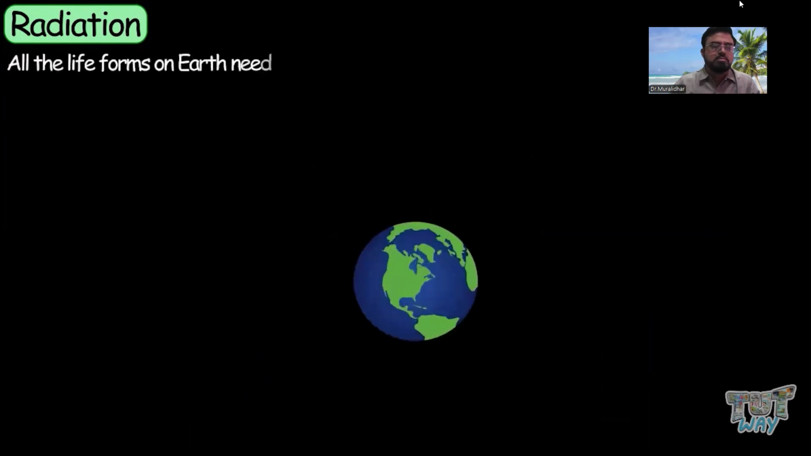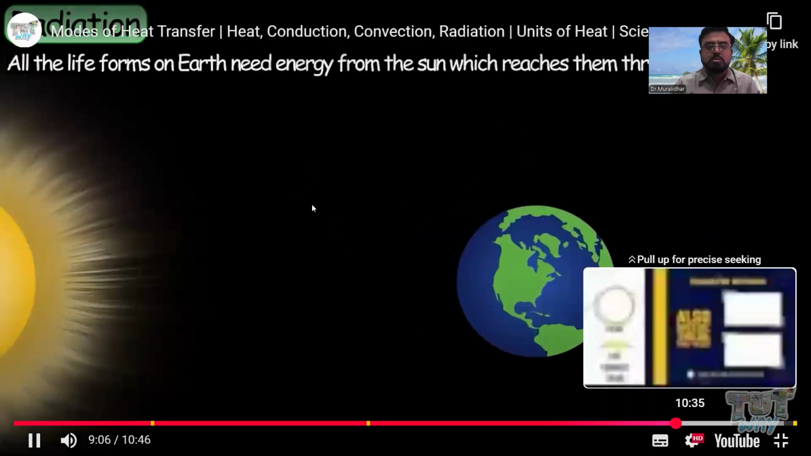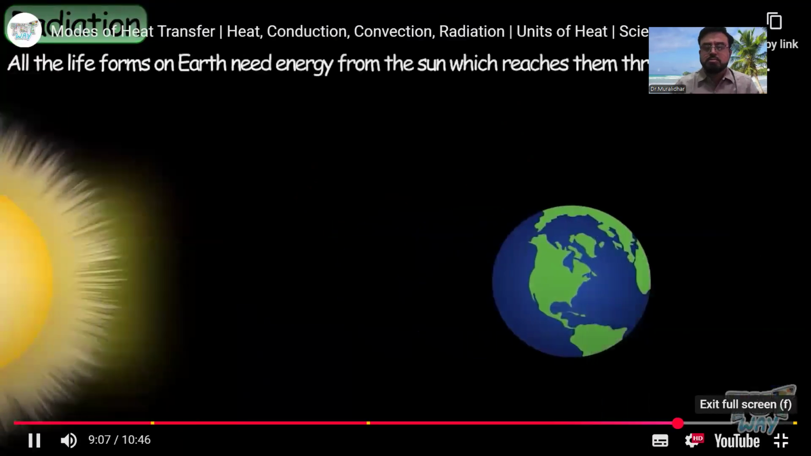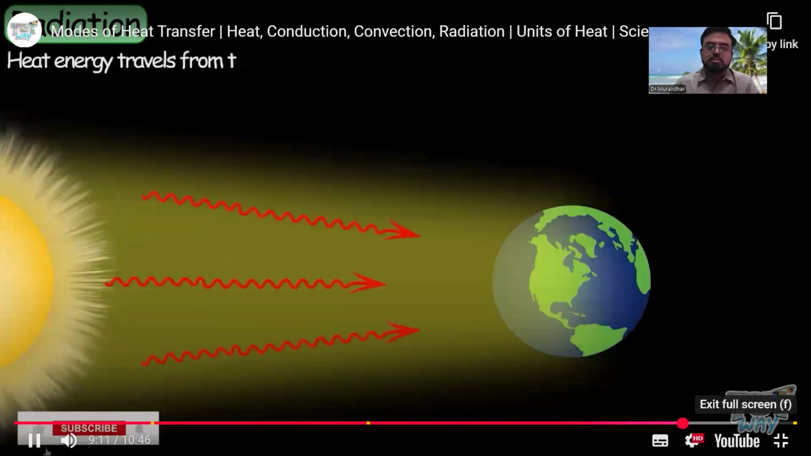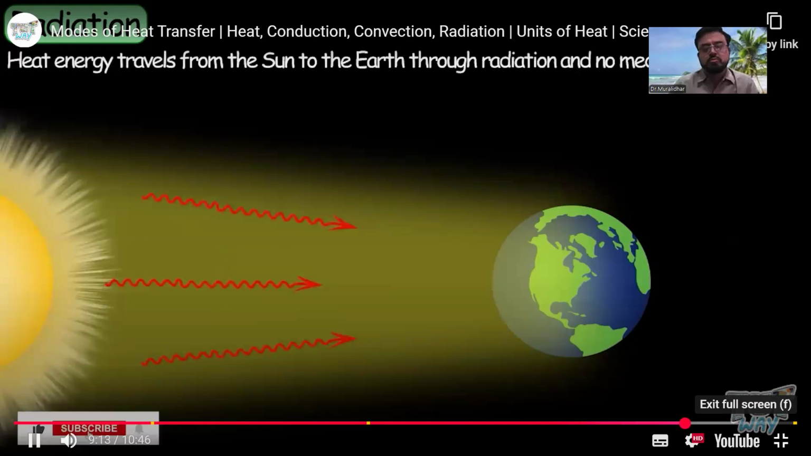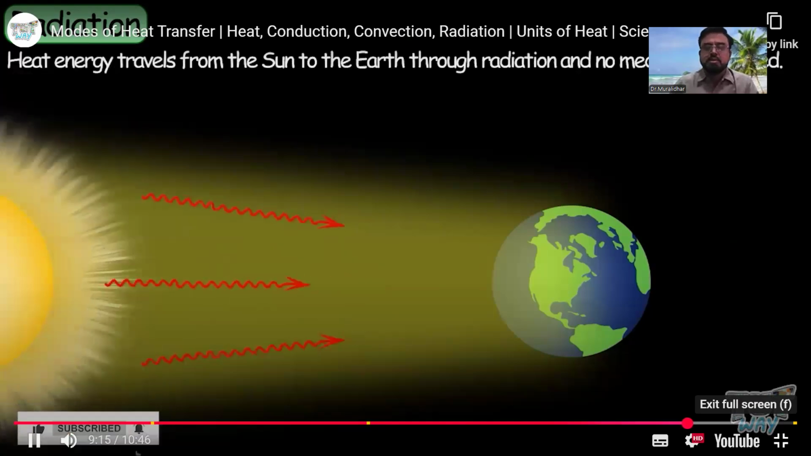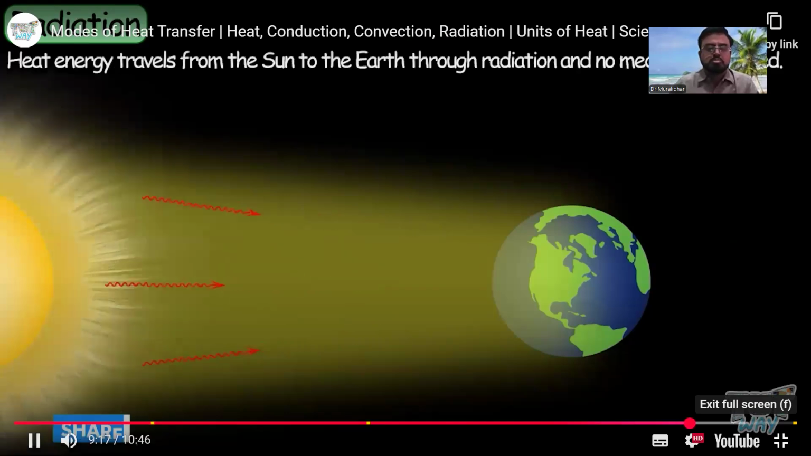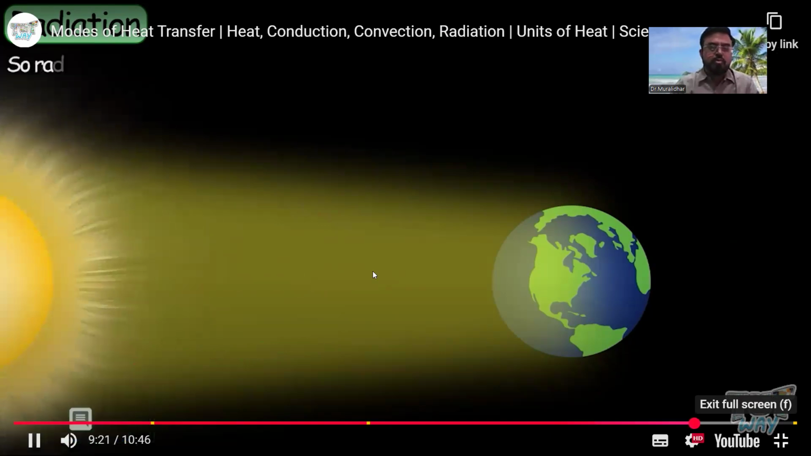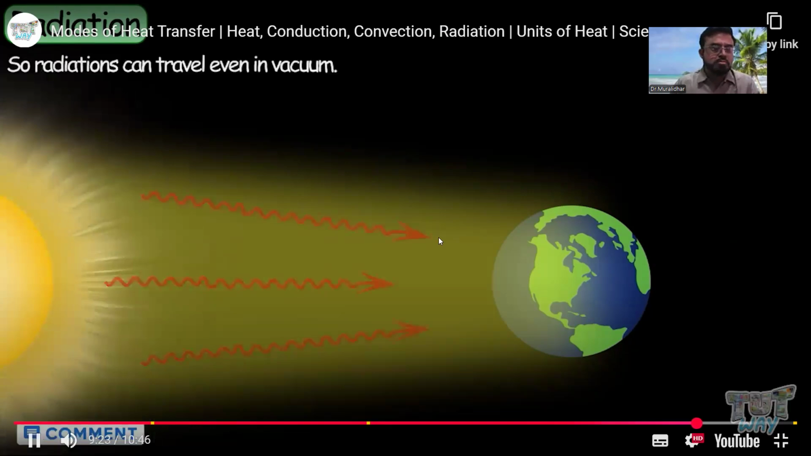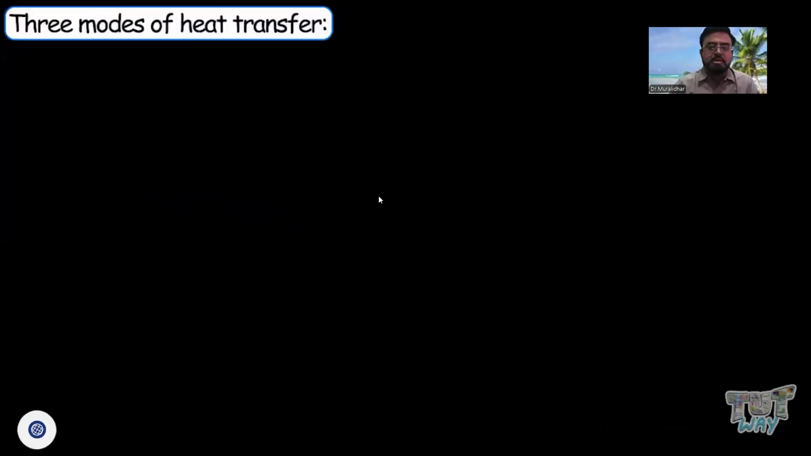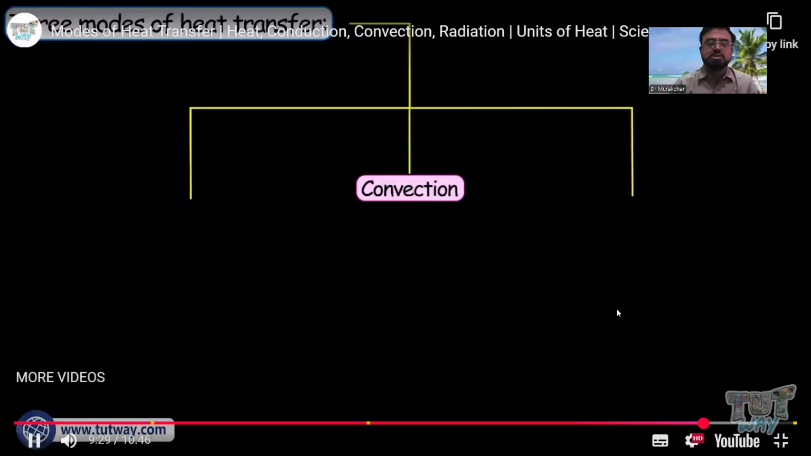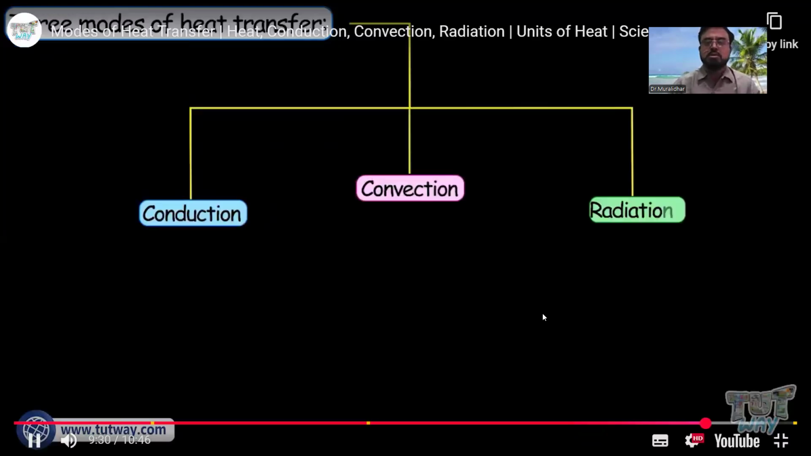All life forms on Earth need energy from the sun, which reaches Earth through radiation. Yes, heat energy travels from the sun to the Earth through radiation. Sunlight reaches us and no medium is required by radiation to reach the Earth. So radiation can travel even in a vacuum. So we learned three modes of heat transfer. Right. Convection, conduction, and radiation.